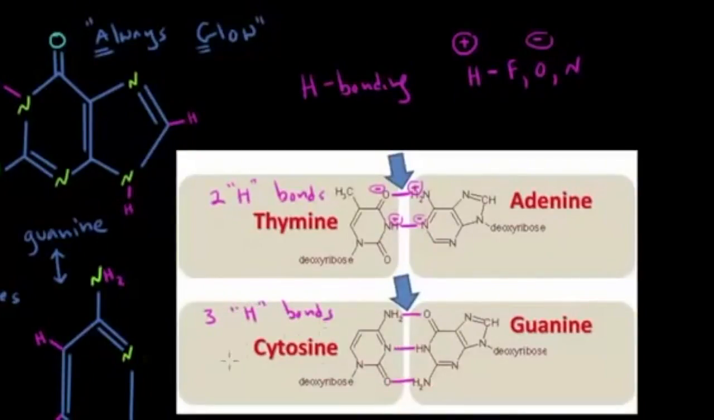So we can say that cytosine and guanine are attached to each other a little bit more strongly than thymine and adenine.